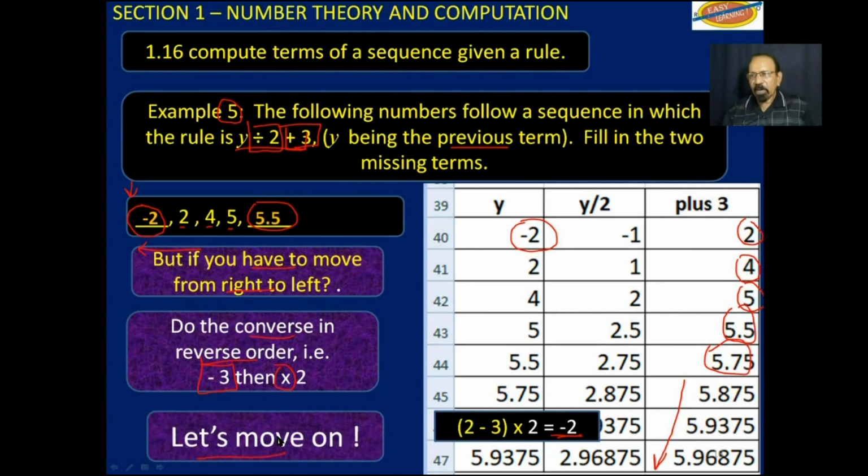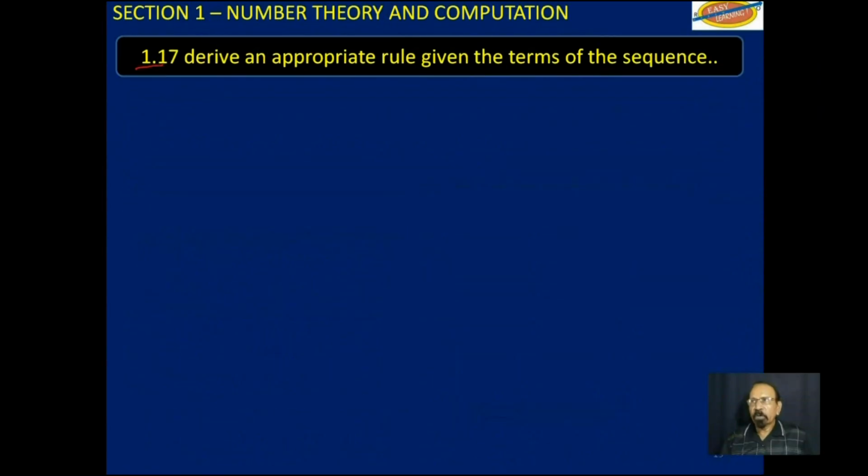So I think we have had enough of that. Given the rule, find the following terms or the previous terms. Now we go to objective 17: derive an appropriate rule given the terms of a sequence. We'll just look at 3 or so because we looked at a whole bunch of them already.